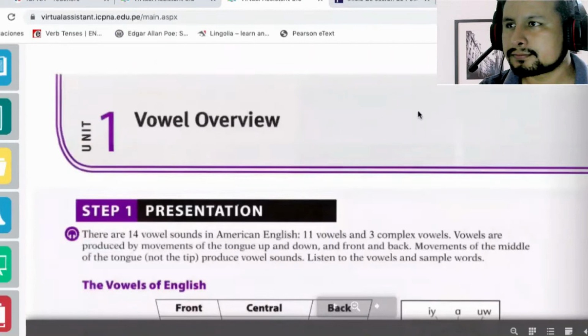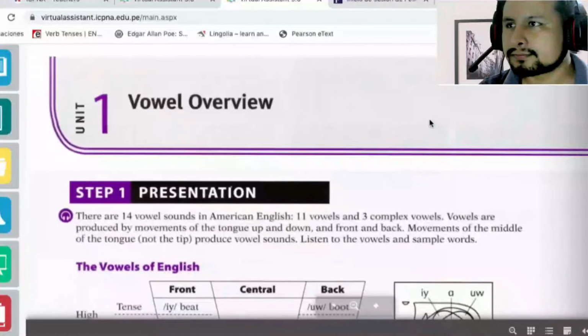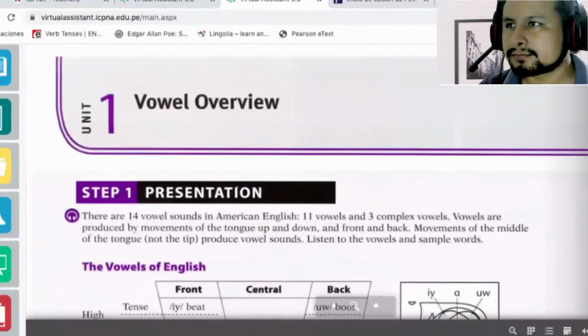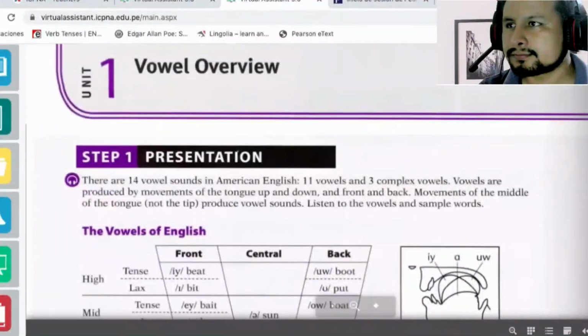Okay, so let's begin. Unit 1, remember, all the first part is about the vowel sounds. Okay, and why? Why does the course begin with vowel sounds? Because most of the pronunciation errors are made because people do not pronounce vowel sounds correctly. Okay? Now, how many vowel sounds do we have in Spanish?